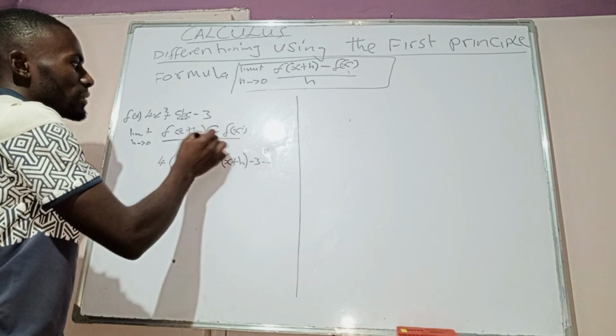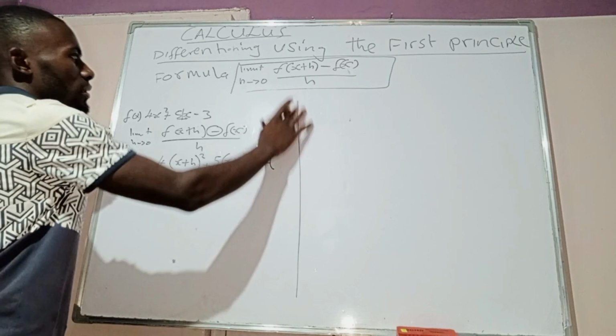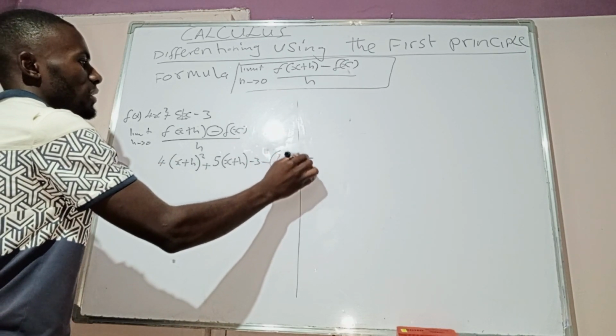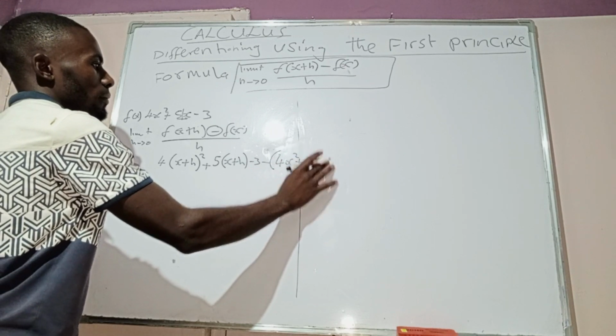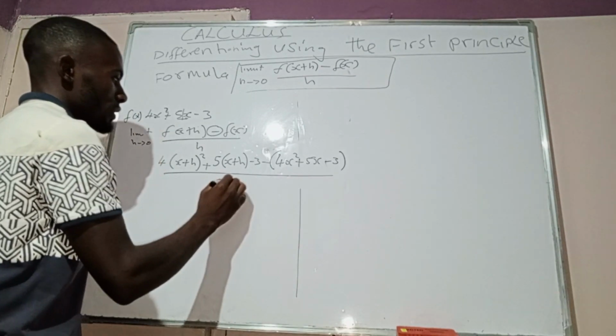Then minus, for the formula, the f of x, which is 4x squared plus 5x minus 3. You divide with h.